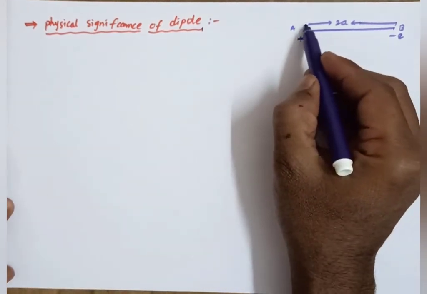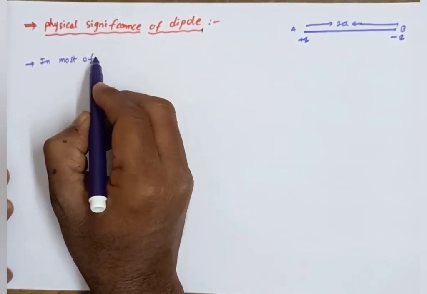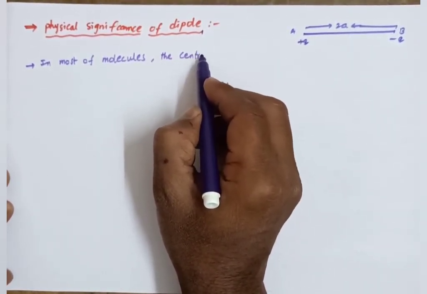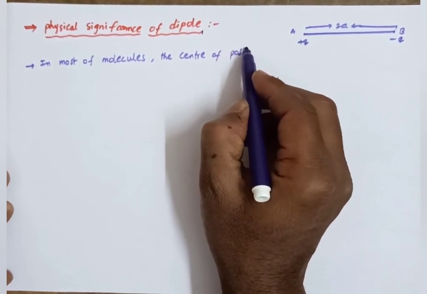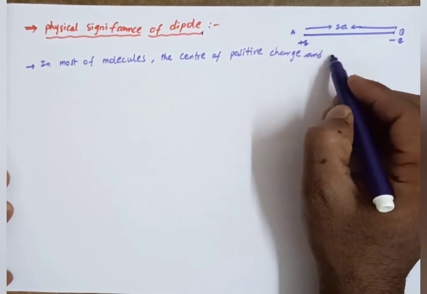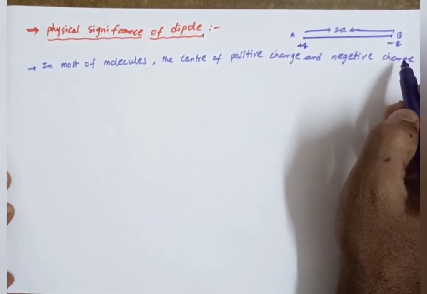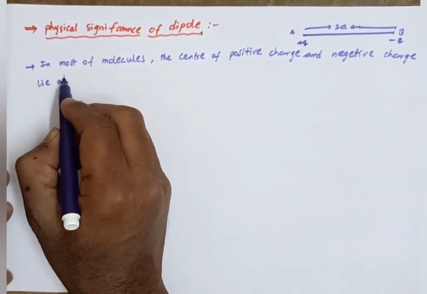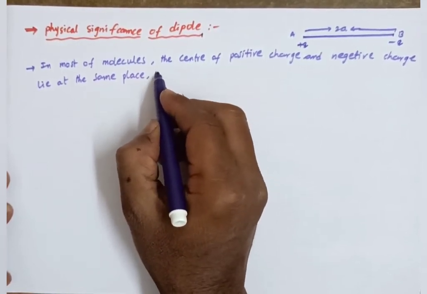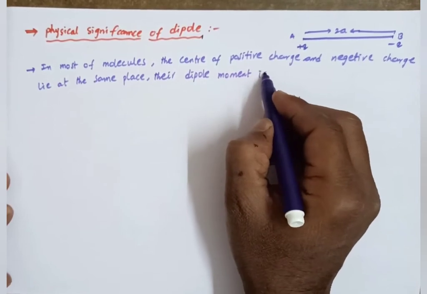So now, in most molecules, the center of positive charge and the center of negative charge lie at the same place, then their dipole moment is 0.